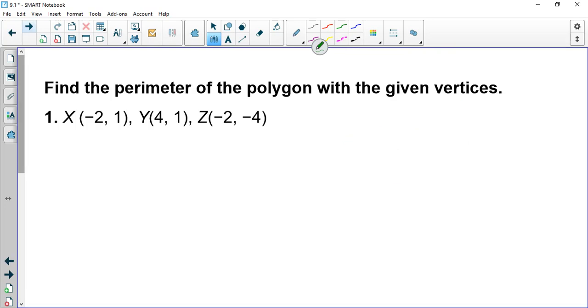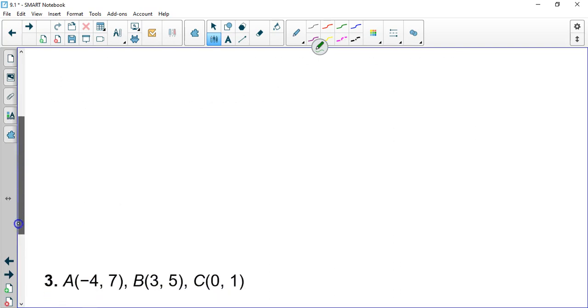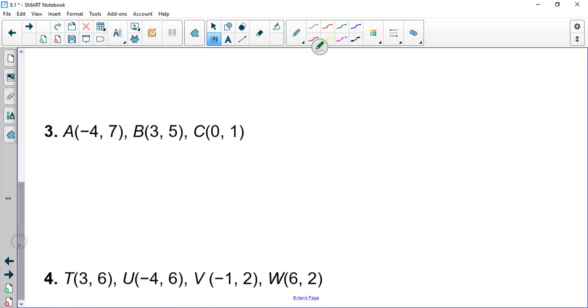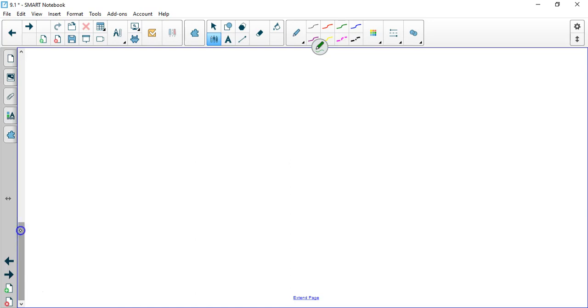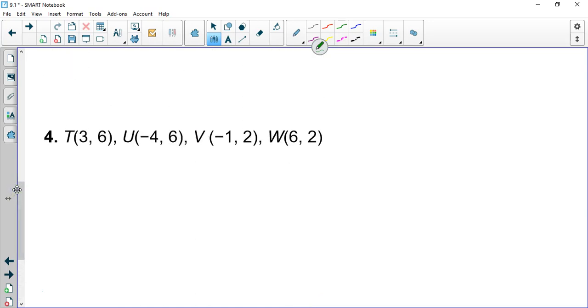Okay, find the perimeter of the shape with these vertices. We're going to skip down to what says number 4, but it's actually the third one, because that has 4 points. That's going to give us the most practice, and then you can have the other 2 just for practice on your own if you need it. So let's real quickly think about what this would look like. You can just roughly sketch it.